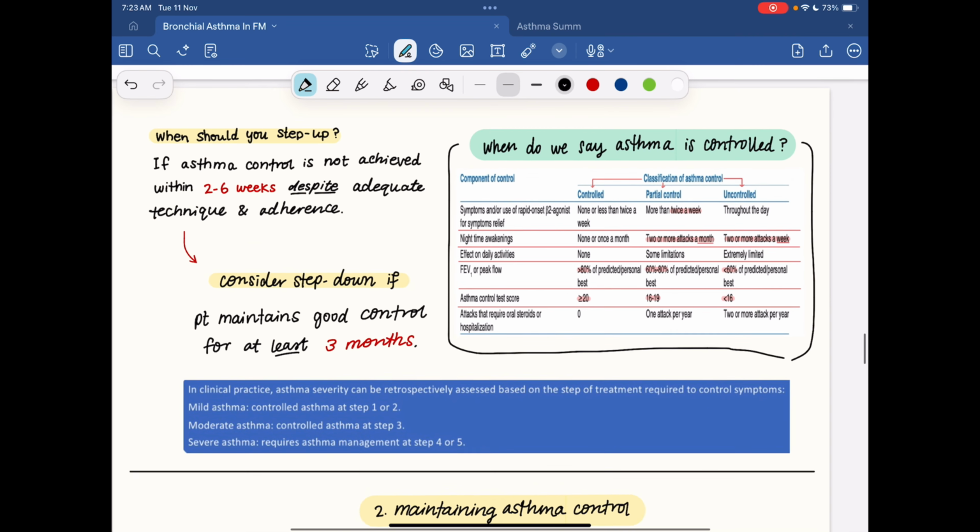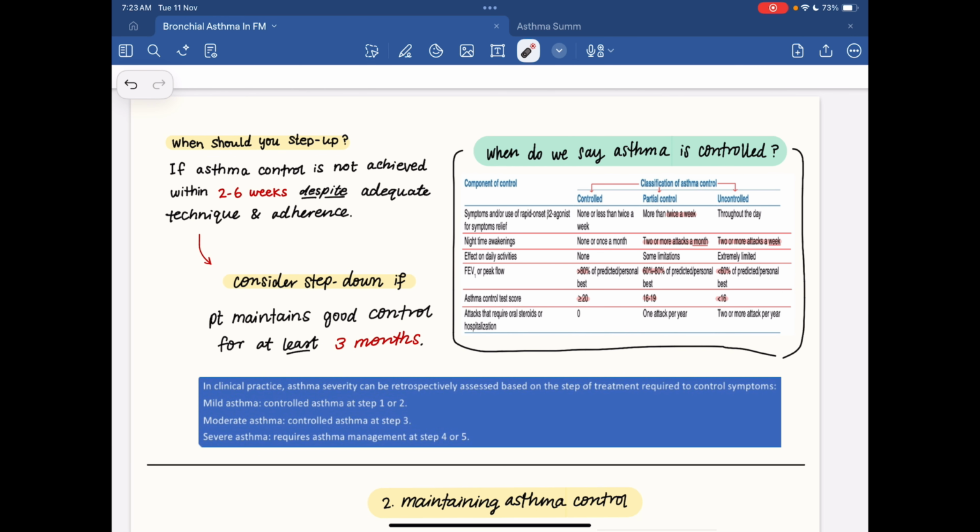When exactly should we step up or step down? If asthma control is not achieved within 2 to 6 weeks, despite adequate technique and adherence. We said we always need to make sure, if the patient is uncontrolled, to take a history and check. Most importantly, we check adherence and technique before we start changing the dose.